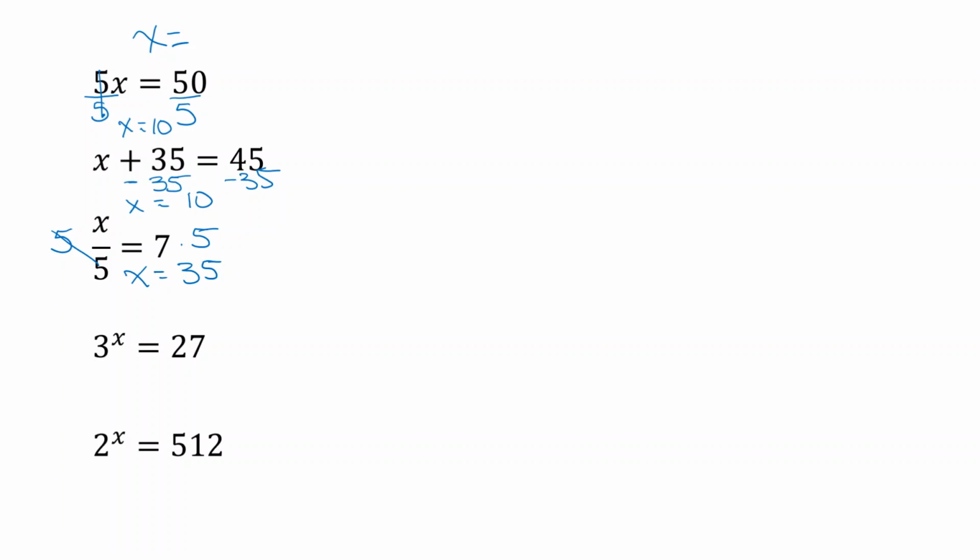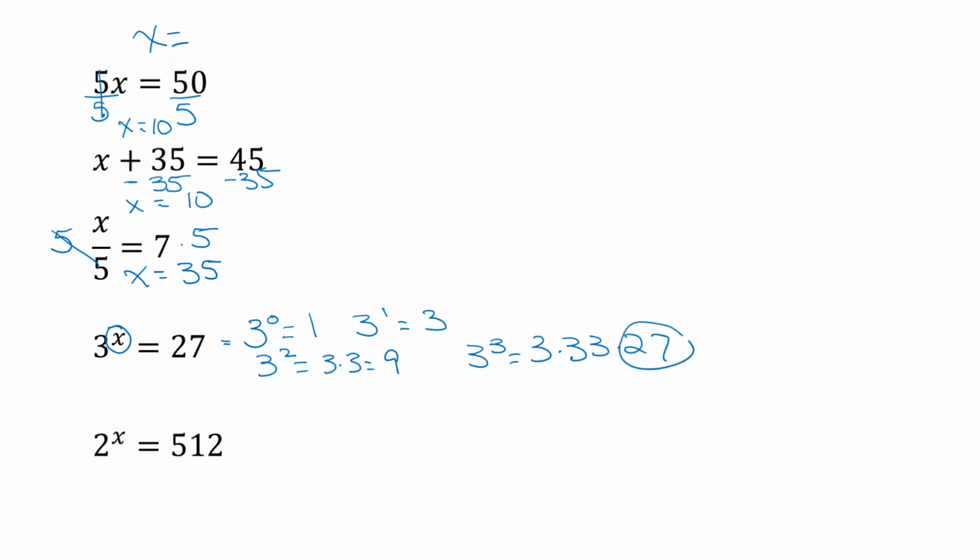But then when I look at this next problem, 3 to the x power equals 27, I'm not really sure how to undo an exponent. All right, I can guess and check. I know 3 to the 0 power equals 1. And I know 3 to the first power is 3. I know 3 to the 2nd power is 3 times 3, which is 9. And I know 3 to the 3rd power then is 3 times 3 times 3. Well, that's 27. Yay, I found it. So x in this case would equal 3.